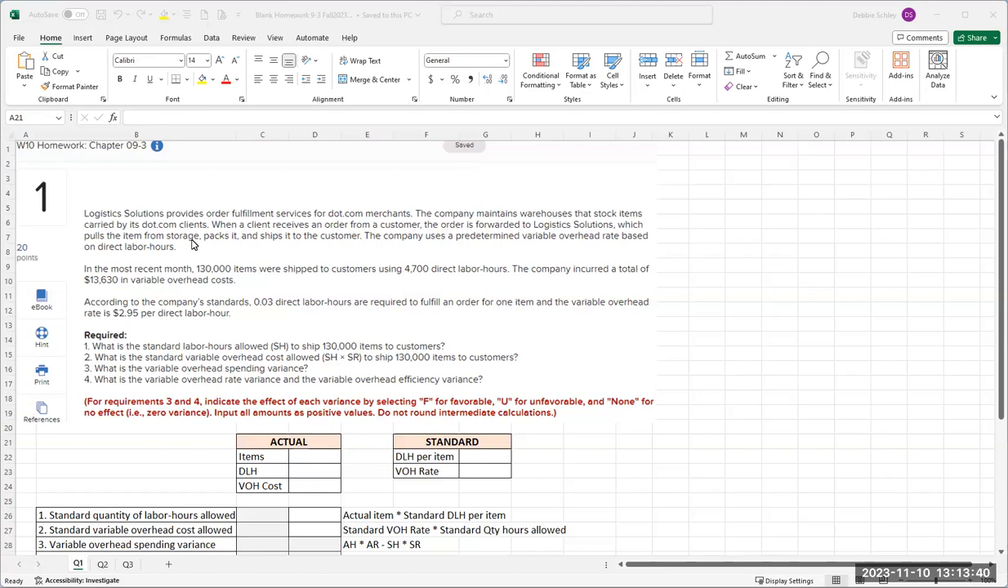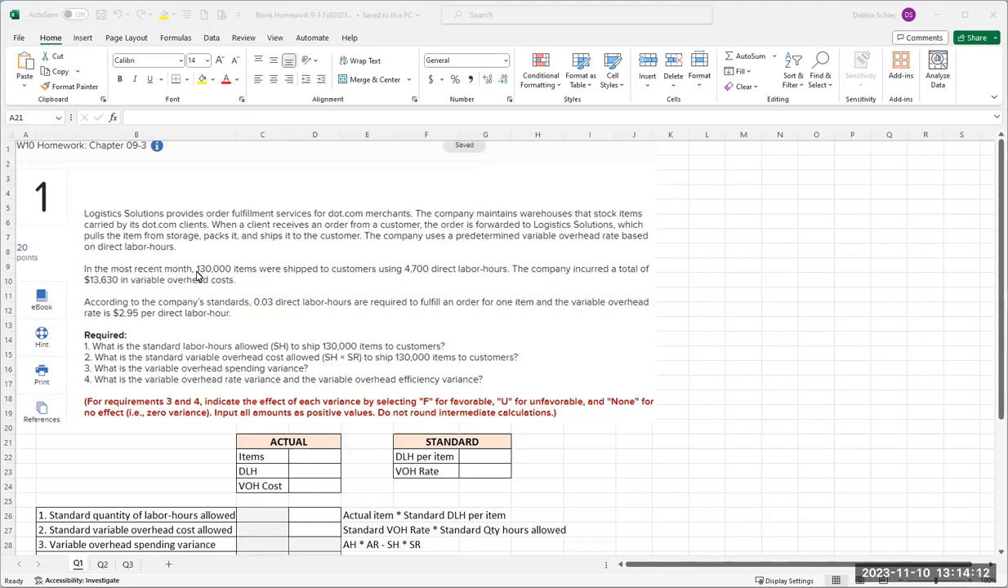Logistics Solutions provides order fulfillment services for .com merchants. The company maintains warehouses that stock items carried by its .com clients. When a client receives an order from a customer, the order is forwarded to Logistics Solutions, which pulls the item from storage, packs it, and ships it to the customer. The company uses a predetermined variable overhead rate based on direct labor hours.